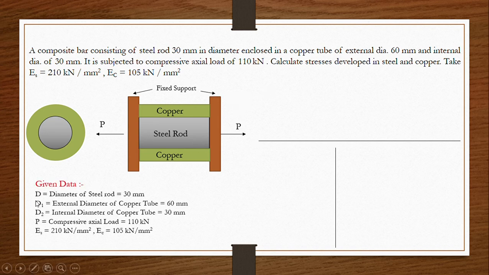As given data, capital D, that means diameter of steel rod, is 30 mm. D1, that is the external diameter of the copper tube, is 60 mm, and the internal diameter, which equals the diameter of the steel rod, is 30 mm. Compressive load is 110 kN. ES equals 210 kN per mm square and EC equals 105 kN per mm square. So find the area of section. First of all we'll calculate the area of this cross section.